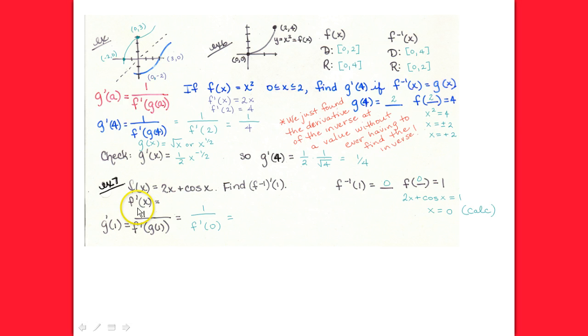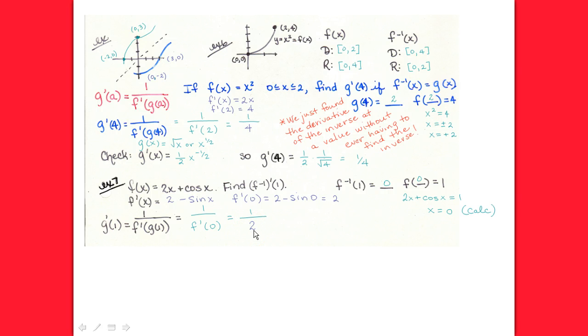So let's go back to f of x, and we're going to need its derivative. What's the derivative of 2x plus cosine x? 2 minus sine x, exactly. And then we can put 0, because we need the derivative at 0. So let's put 0 in for x, so that would be 2 minus sine 0. Sine at 0, of course, is 0, so 2 minus 0 would give us 2. So the derivative at 0 is 2.